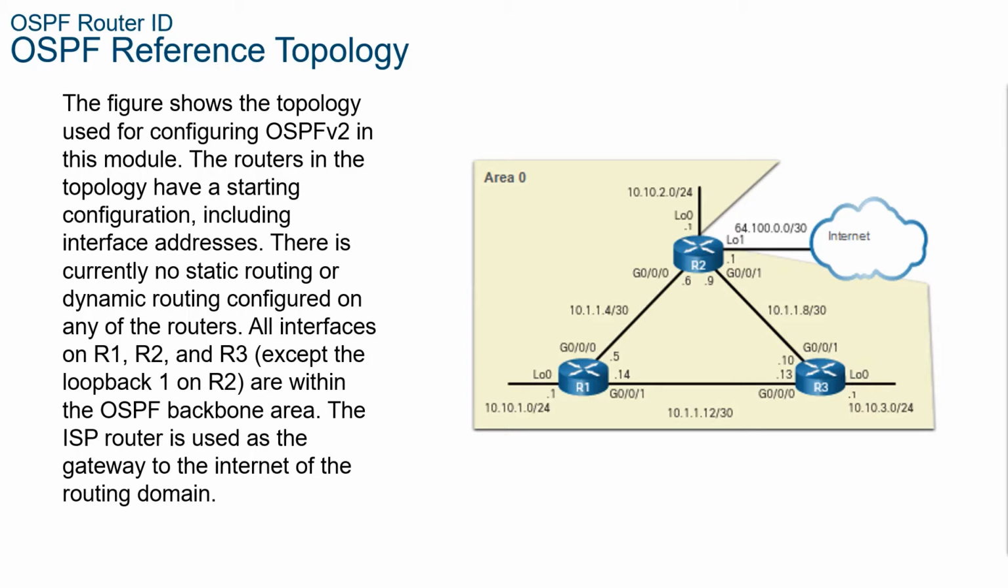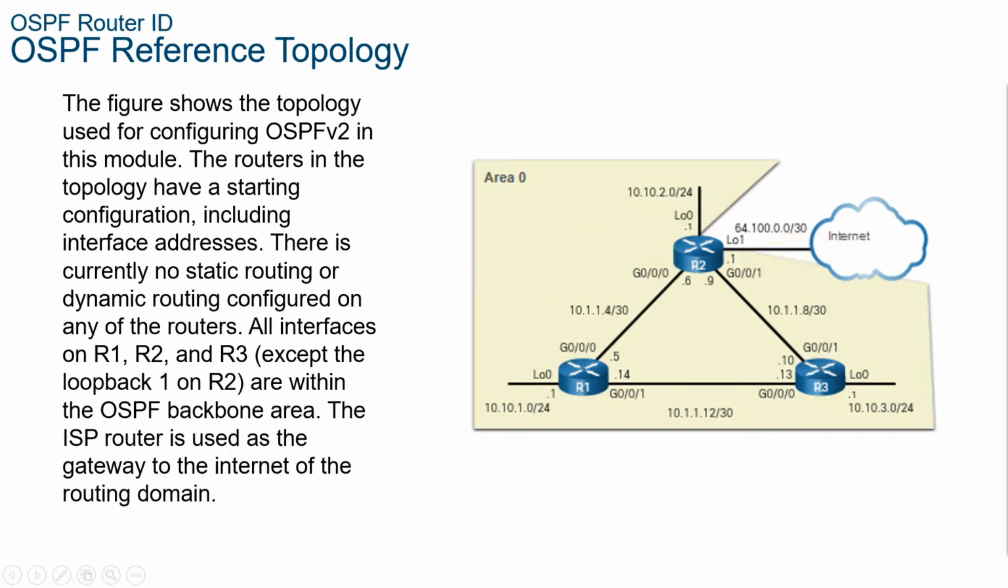Okay, so to get started, this topic discusses the foundation on which OSPF bases its entire process, the OSPF Router ID. So the figure here shows the topology used for configuring OSPF version 2 in this module. So the routers in the topology have a starting configuration, including interface addresses. There is currently no static routing or dynamic routing configured on any of these routers. So all interfaces on R1, R2, and R3, except the loopback on R2, are within the OSPF backbone. Okay? So when you say backbone, we're talking about area 0. So the ISP router is used as a gateway to the internet of the routing domain.